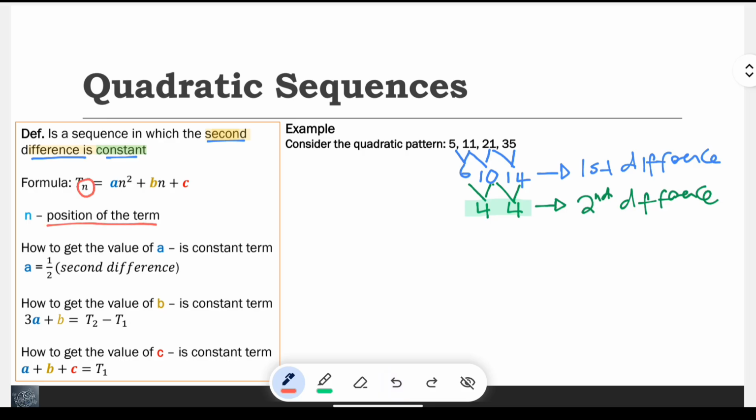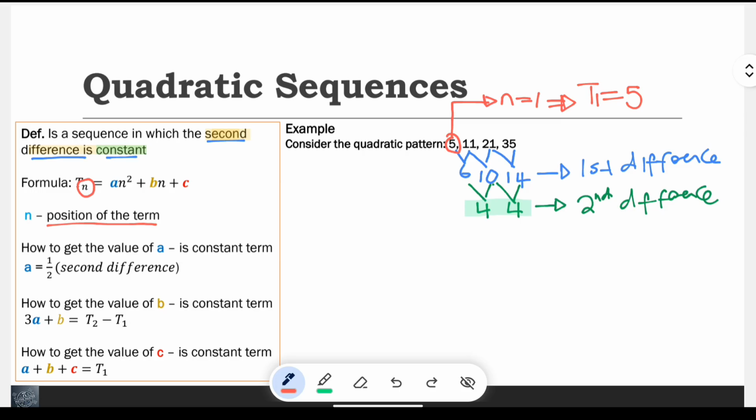For example, let's go back to our quadratic equation. We have 5, which is in position 1. So when 5 is in position 1, that simply means n is equal to 1. And n will never be negative. The position of the term can never be negative. And then how do we represent it? We're going to say term number 1 is equal to 5.